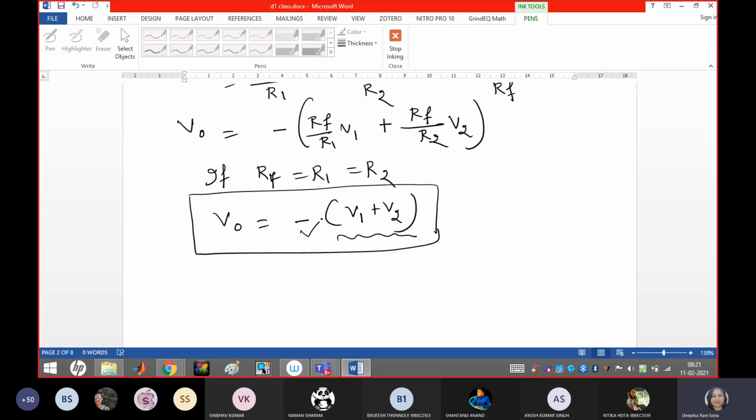Yes, ma'am. Very good. The next one is the non-inverting summer, guys. Now you tell me what will be the output voltage equation for the non-inverting summer. Ma'am, V0 equals to V1 plus V2, I guess. That is only if I increase the number of terminals up to V5, then V1 plus V2 plus V3 plus V4, all the voltages up to V5, right?